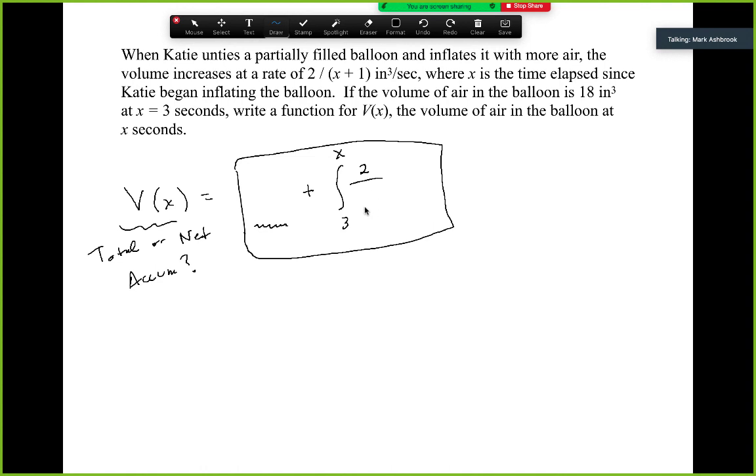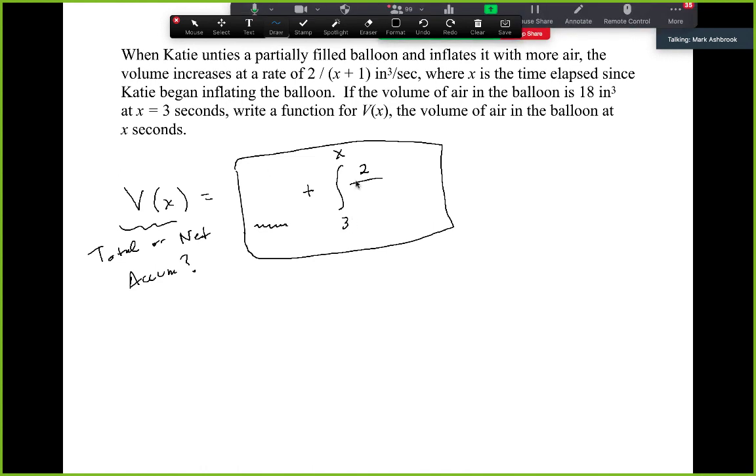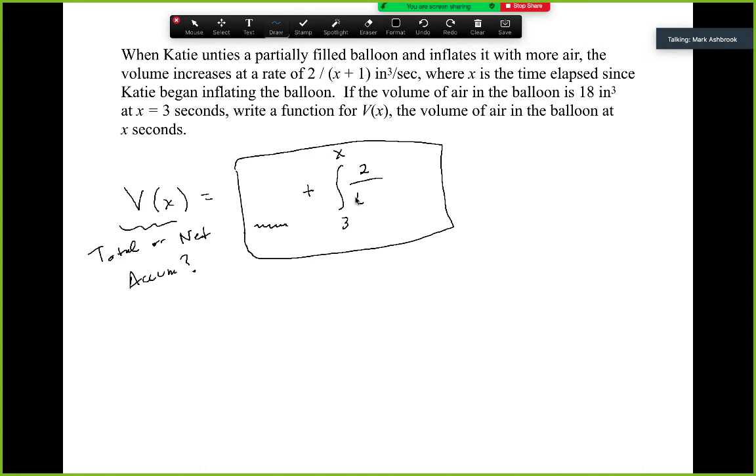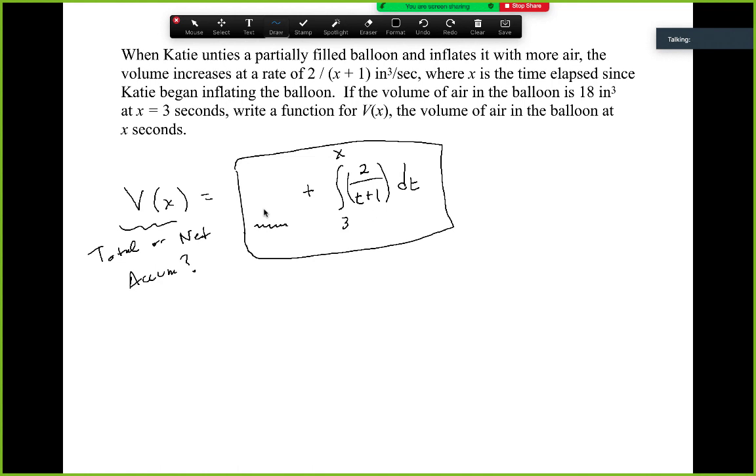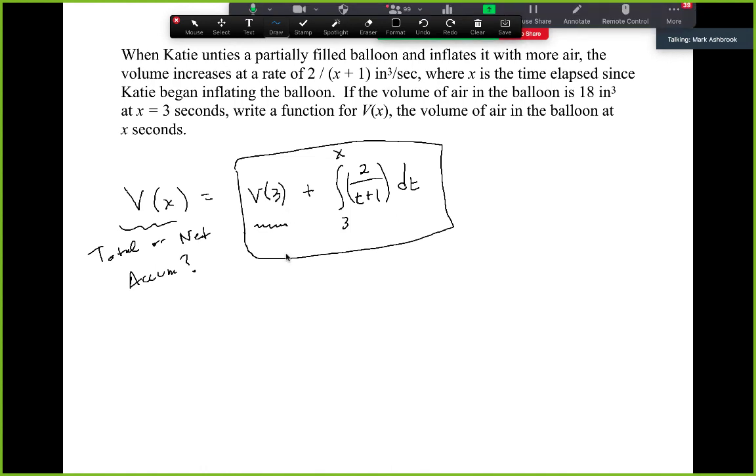Now we got to be careful. We don't want to use x here, right? Because we need a new symbol that means all the x values from 3 to x. So often we use t. So there's the rate of change. Then m dx, right? Rate times change, rate times change. And then what's going to go here? V of 3. Excellent.